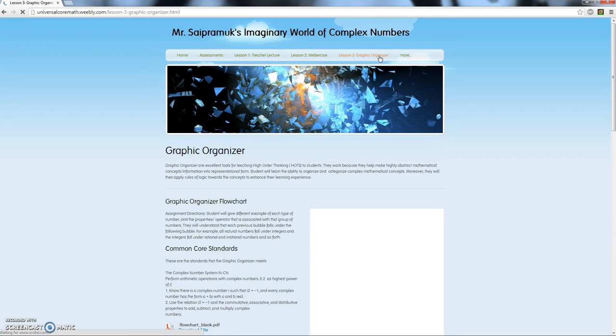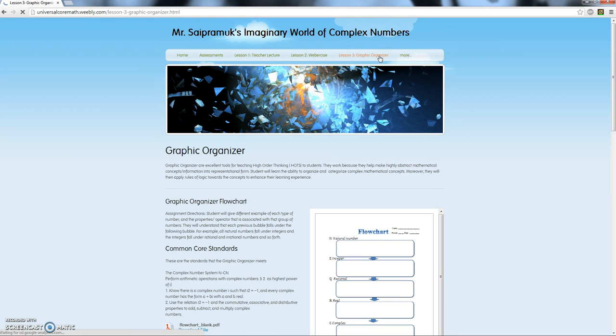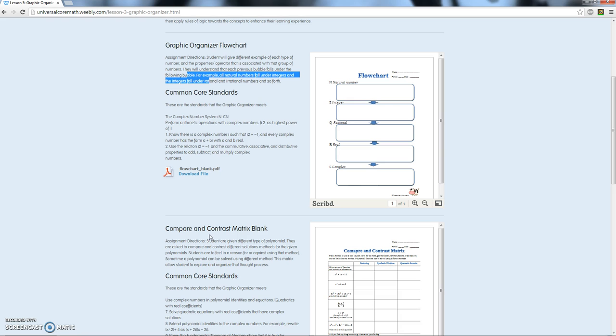Third is the graphic organizer. The graphic organizer is aimed at actually teaching students higher order thinking. They work because they help make highly abstract mathematical concepts and information into representation form. Students will learn the ability to organize and categorize complex mathematical concepts. Moreover, they will apply rules of logic towards the concept to enhance their learning process.